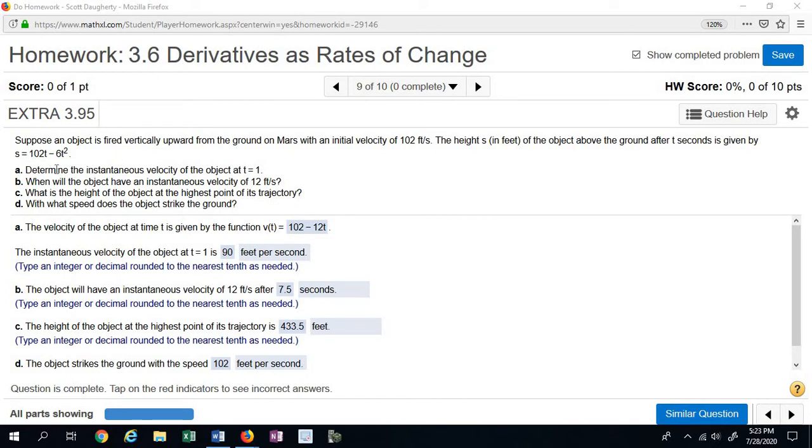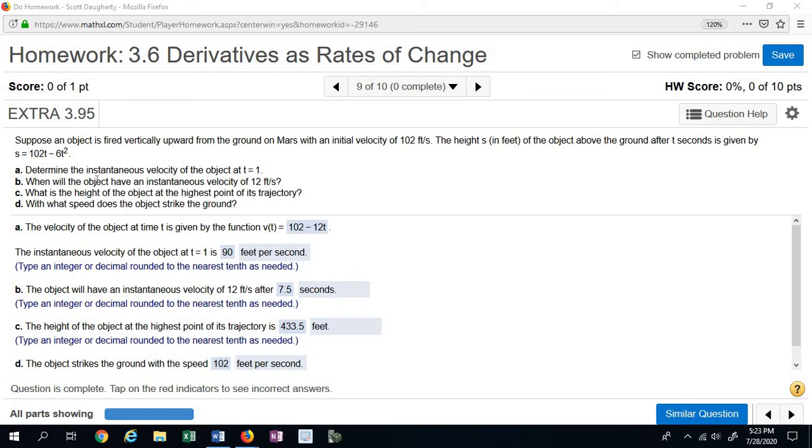So given the position function, we're supposed to determine the instantaneous velocity of the object right when t is equal to 1 second. Now, if I were to plug t equal 1 into the position function, I would get the position of the object when t is equal to 1. For instance, when I plug a 1 in here, I get 102 minus 6, which is 96. So at the 1 second mark, that means the object is at the 96 foot mark on the number line. In other words, 96 feet above the ground.